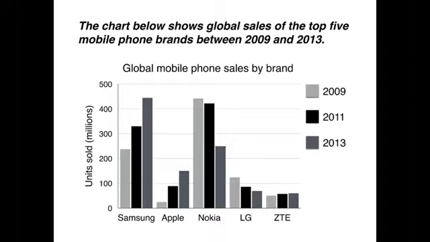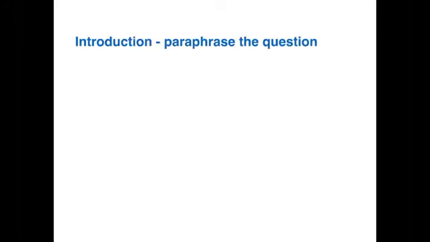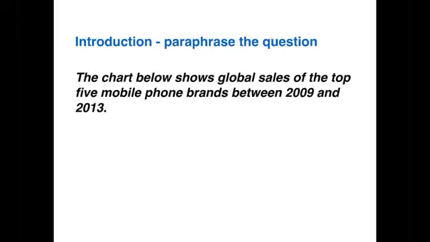First, let's look at our structure. We know we have to write 4 paragraphs: introduction, overview, details, details, and no conclusion. Let's start with the introduction. Paraphrase the question. Here's the question again. The chart below shows global sales of the top 5 mobile phone brands between 2009 and 2013. And we go through this question bit by bit, changing some of the words if we can. Let's start with the chart below shows. I've written the bar chart compares.